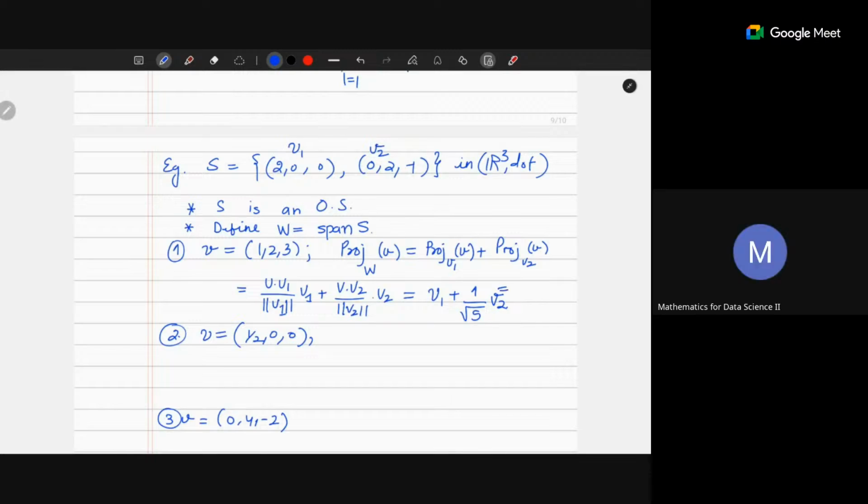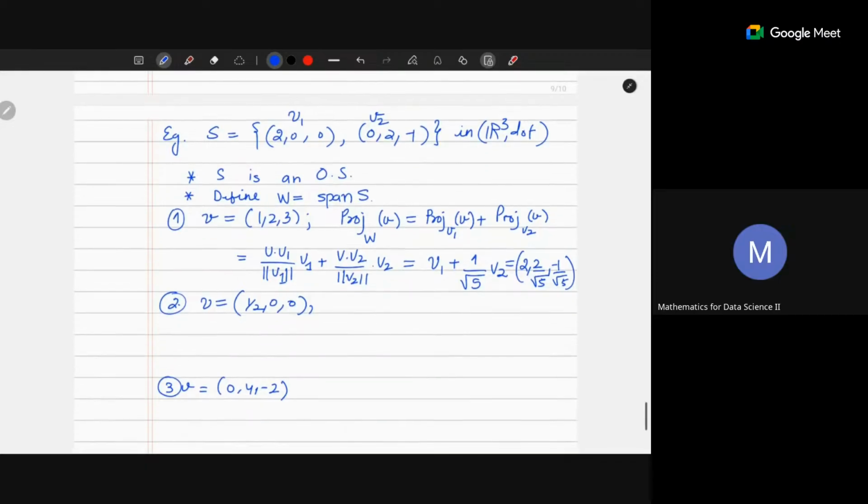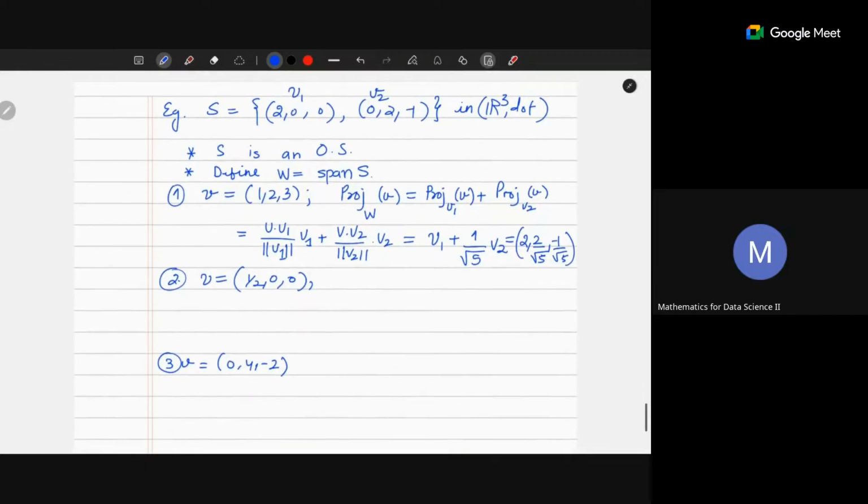Now, what is the vector? What is V1? V1 is 2, 0, 0 plus this. So what this vector is going to be is 2, 2 by root 5, minus 1 by root 5. Correct? Now, what about V in the second? Again, what is the projection of V onto W?